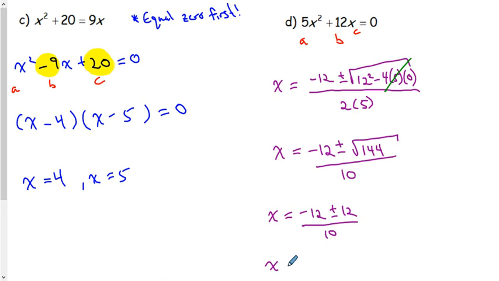So we can do that. Our first one is negative 12 plus 12. That's going to be 0 over 10, so that's just 0. Our other one is negative 12 minus 12, so negative 24 divided by 10. That's negative 2.4.